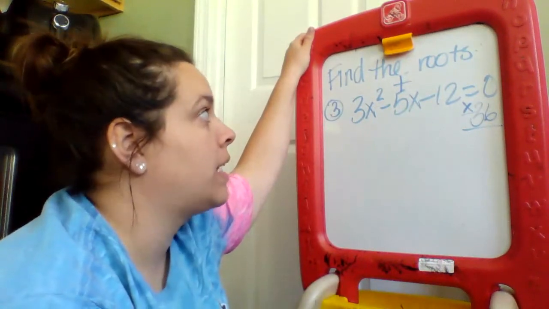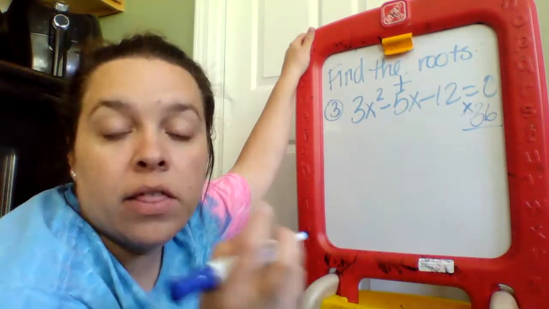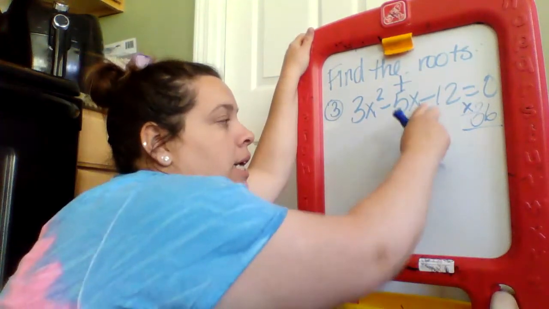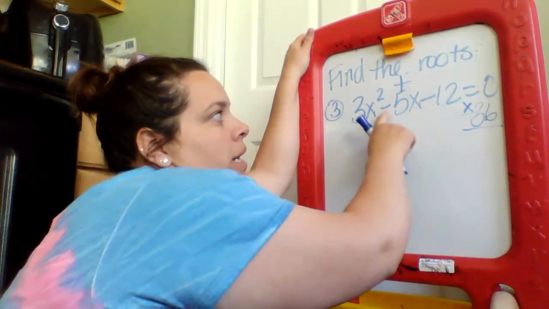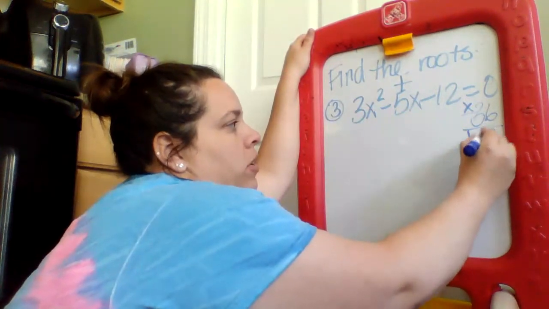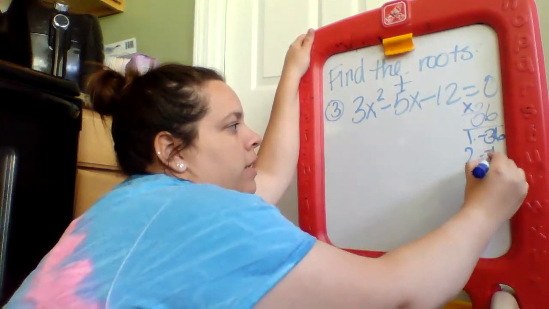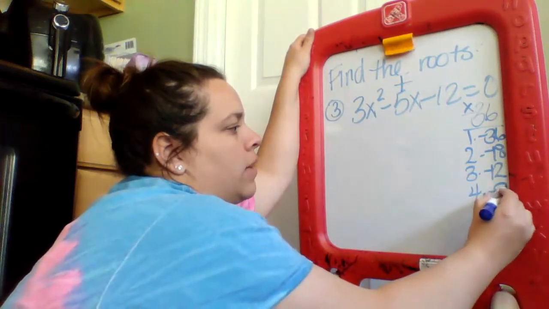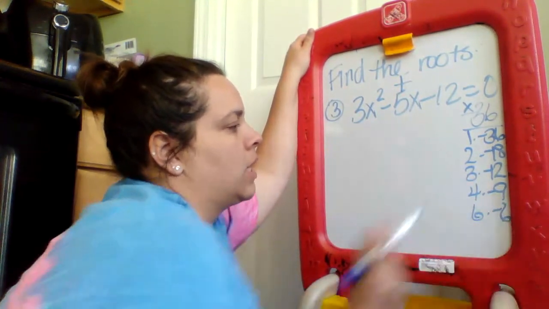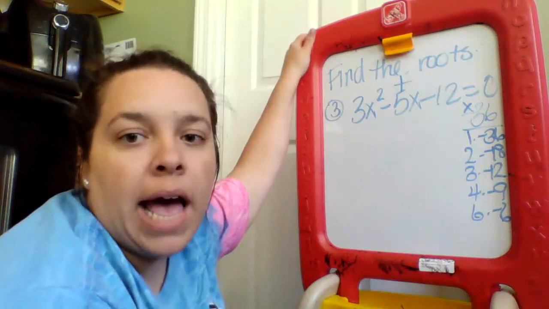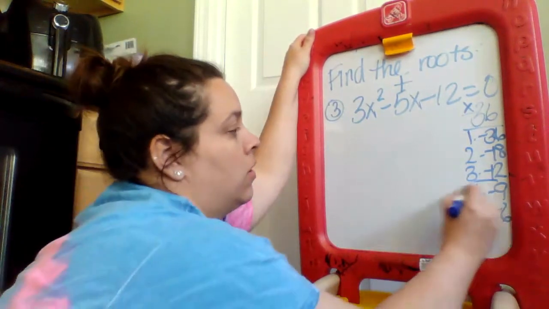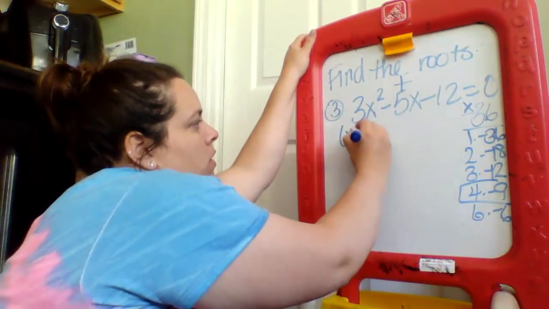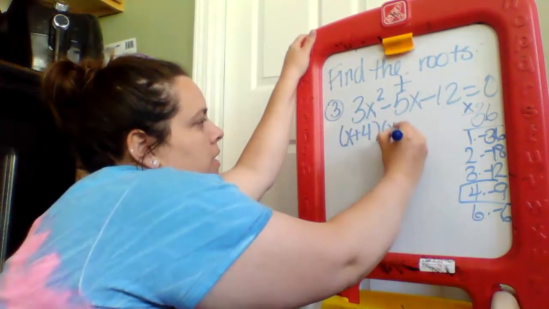So numbers that multiply to negative 36 and add to negative 5, we're going to start with different signs because it's different signs there. The bigger one's going to be negative. So 1 and negative 36, 2 and negative 18, 3 and negative 12, 4 and negative 9, 6 and negative 6. Which set of those adds to negative 5? 4 and negative 9. So x plus 4, x minus 9.